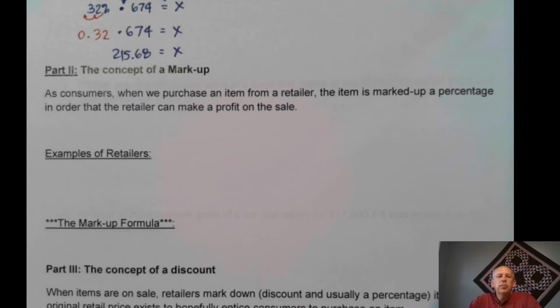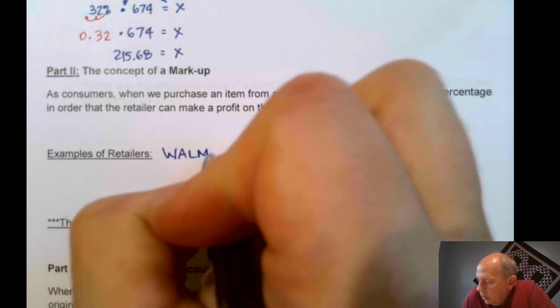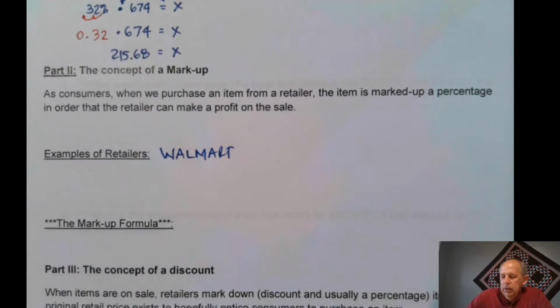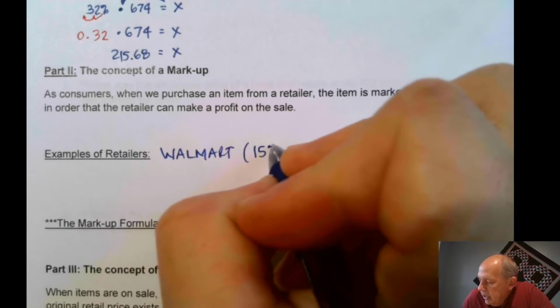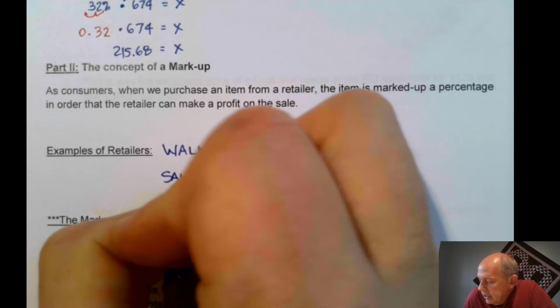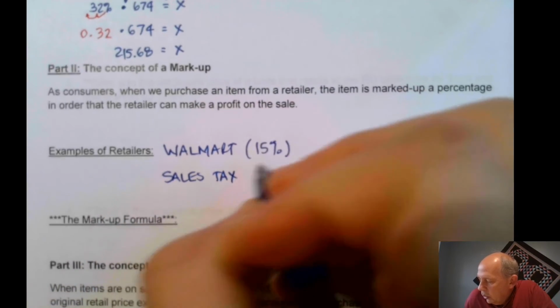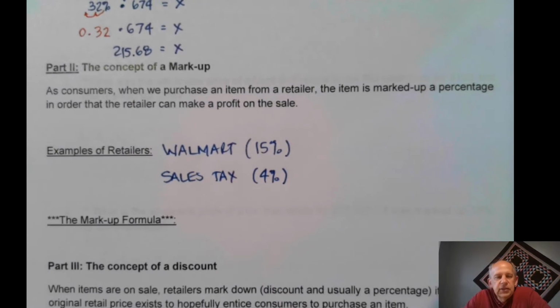Now, the purposes of these percentages vary, and one application we're going to look at for this class is the concept of a markup and discount. So when we go buy something from a retailer, let's say Walmart, Walmart marks up items for sale in their store. I don't know what the exact percentage is that Walmart marks things up. Let's say they mark things up 15%. A sales tax is a form of a government markup. Let's say a sales tax is a little bit lower at 4%. These are values that are added on to the retail price of your purchase.